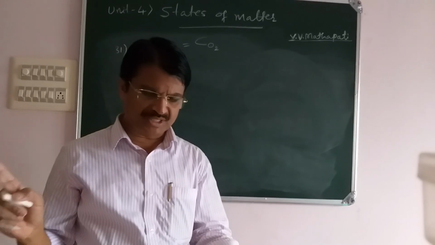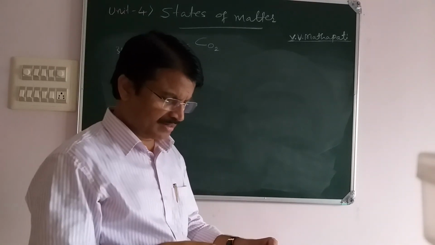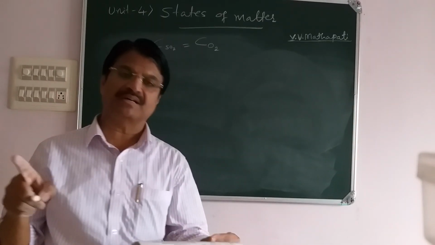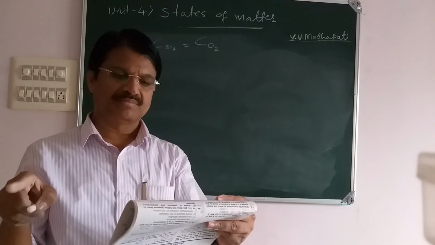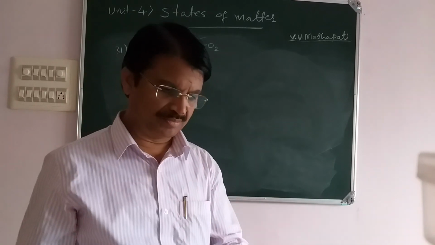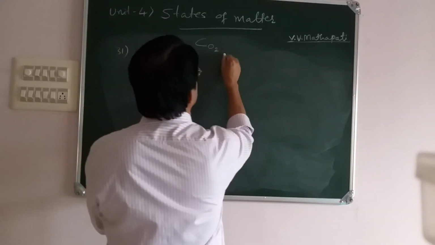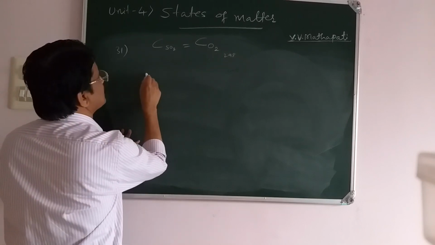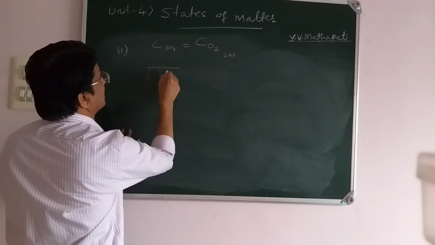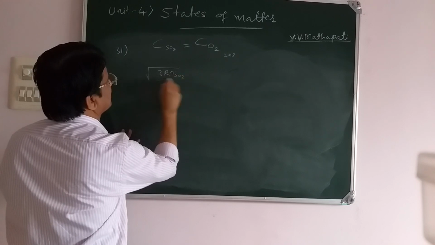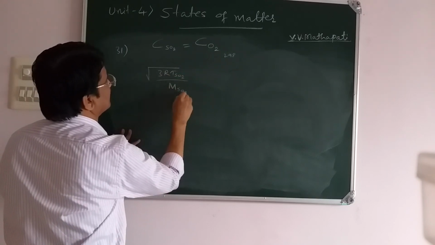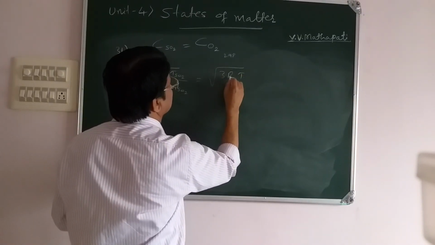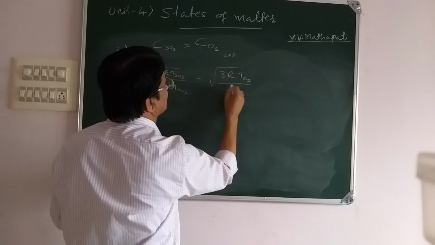One temperature is given, the temperature of O2, and the temperature of SO2 you have to find out. At what temperature will the RMSV of SO2 be the same as that of the O2? O2 is 298. Then square root 3RT by M, square root 3RT by M.